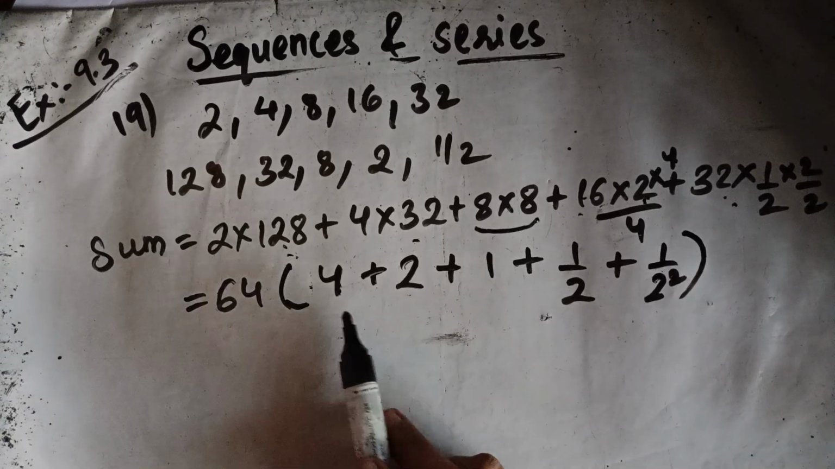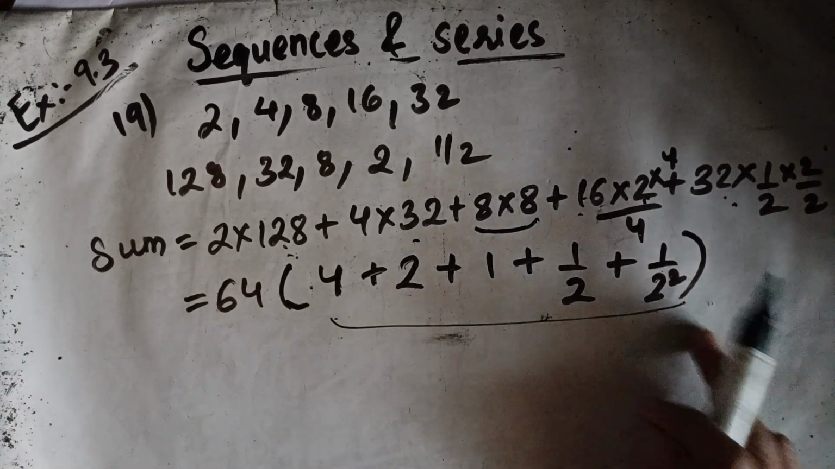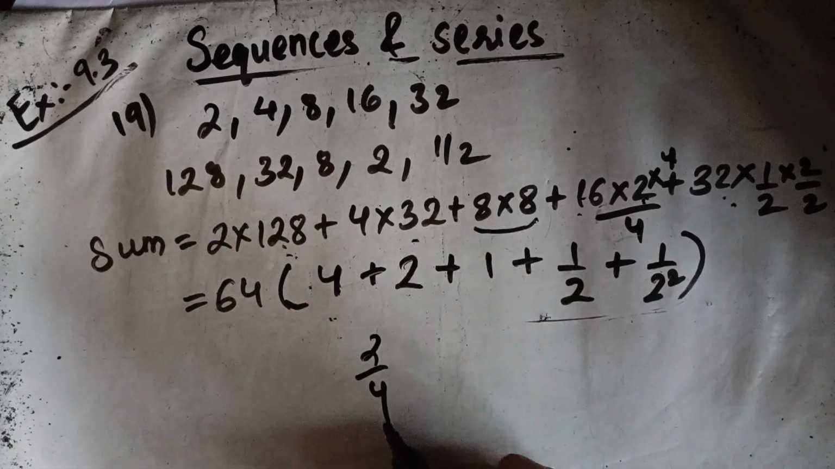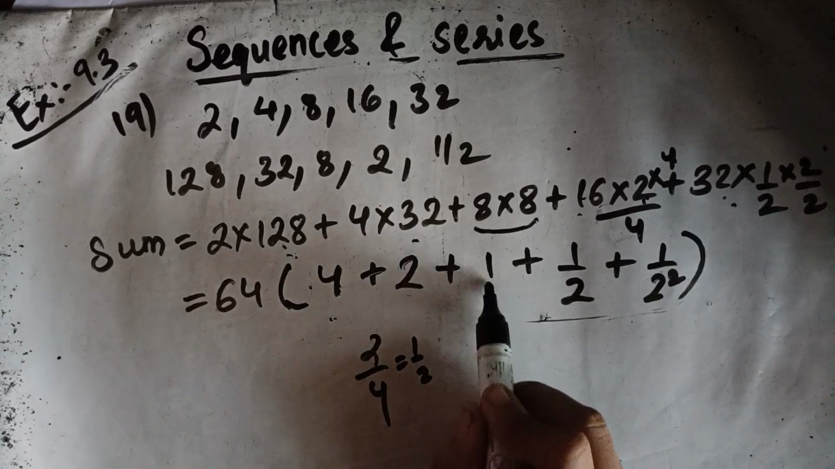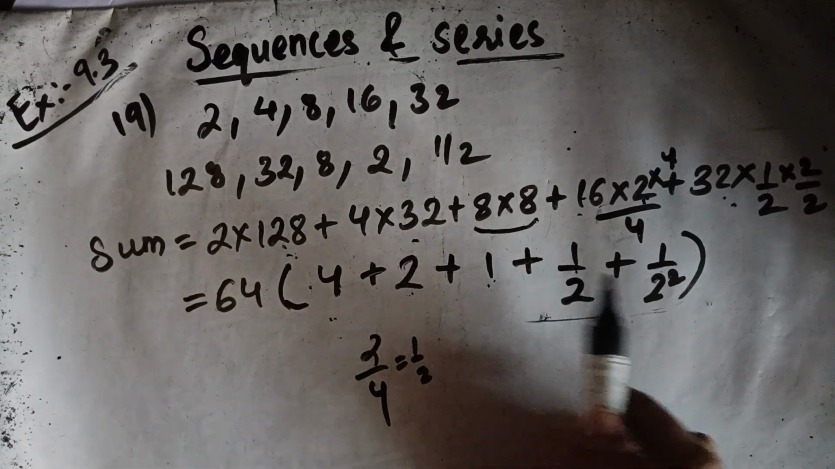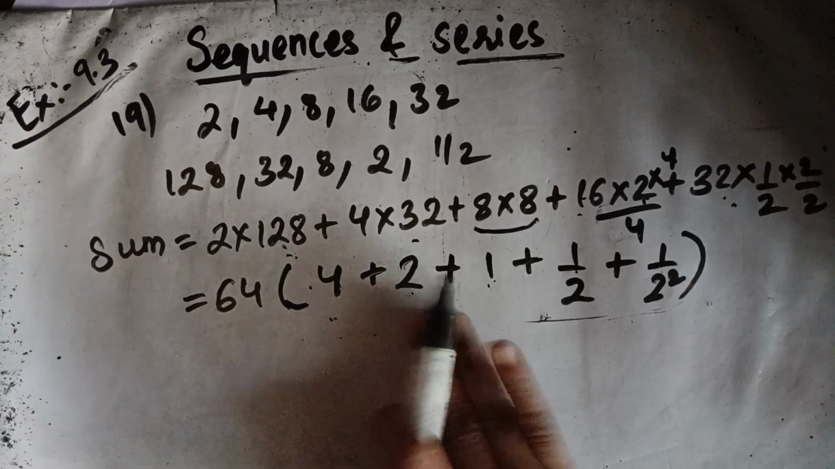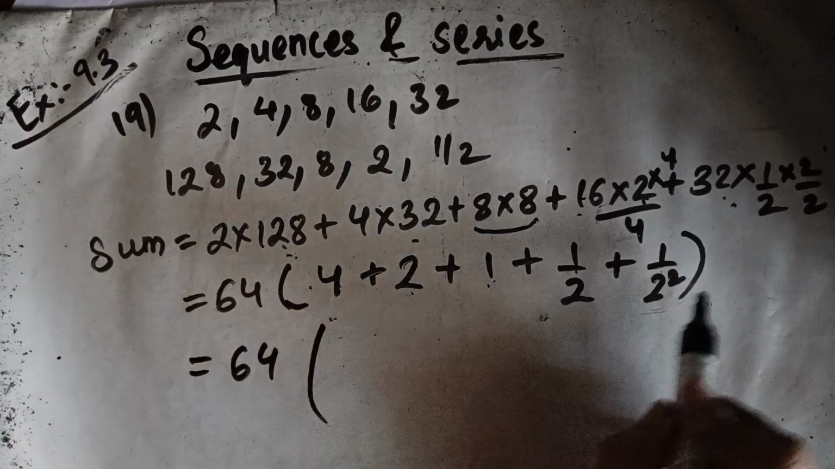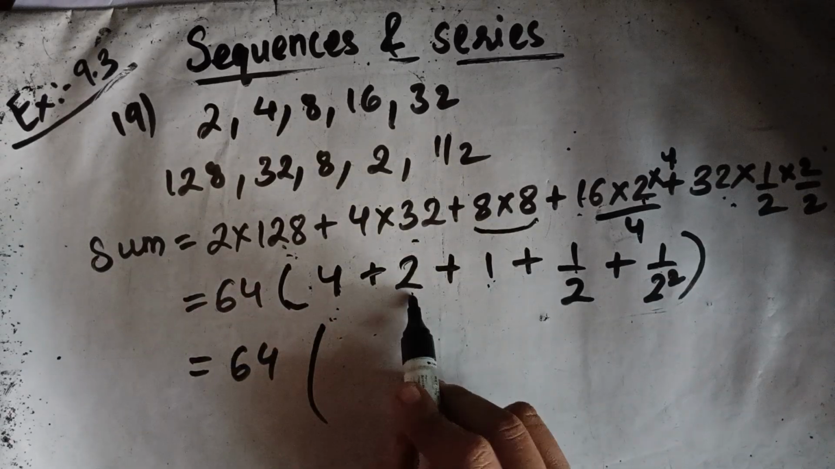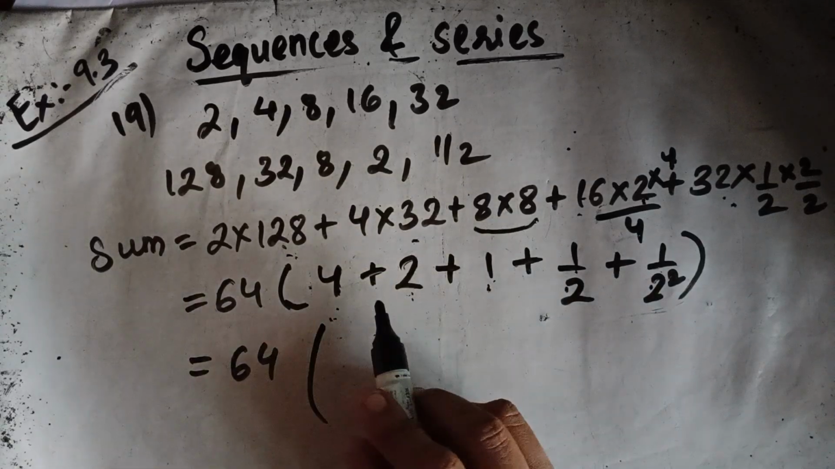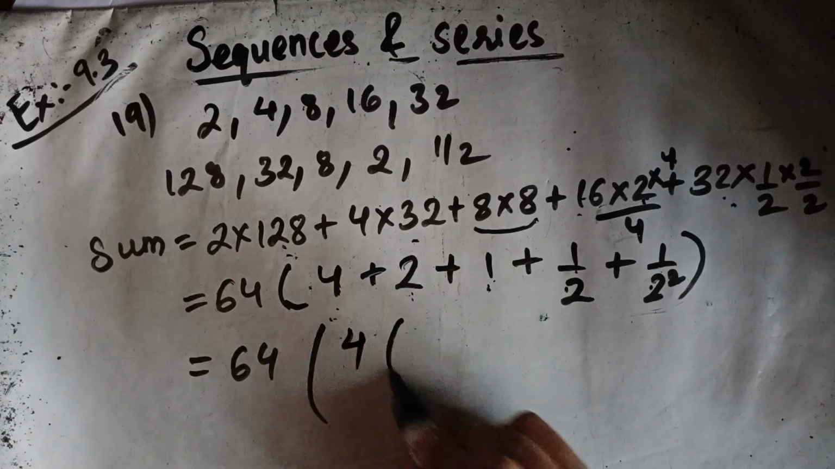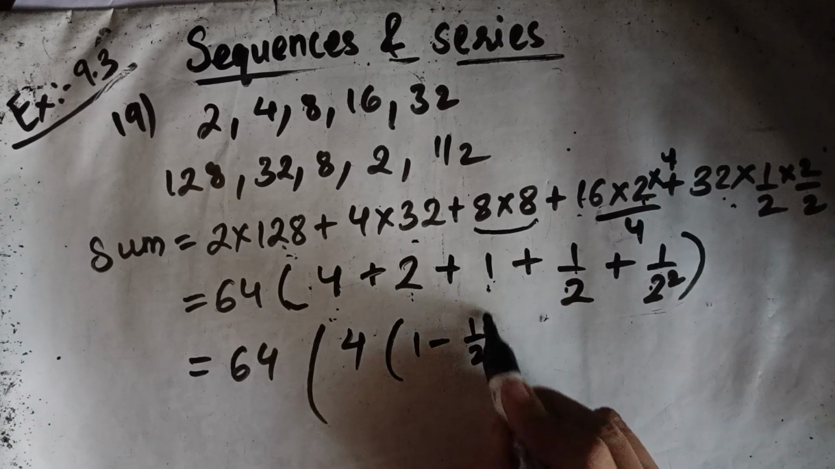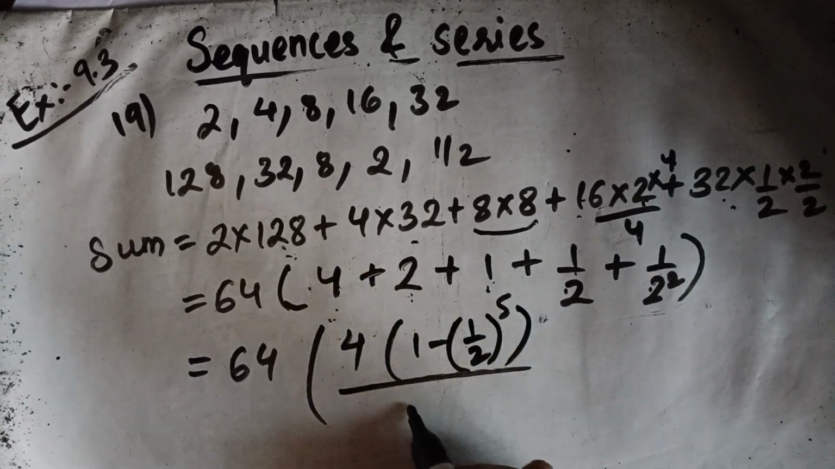Okay, now you have to see whether this becomes GP or not. That is, you have to take the ratio. So 2 by 4, half. This is also half. This is also half. This is also half. So this is a GP. So you can write this using the sum of GP. That is 1, 2, 3, 4, 5. 5 terms are there. First term, 1 minus r, that is half raised to 5, upon 1 minus half.